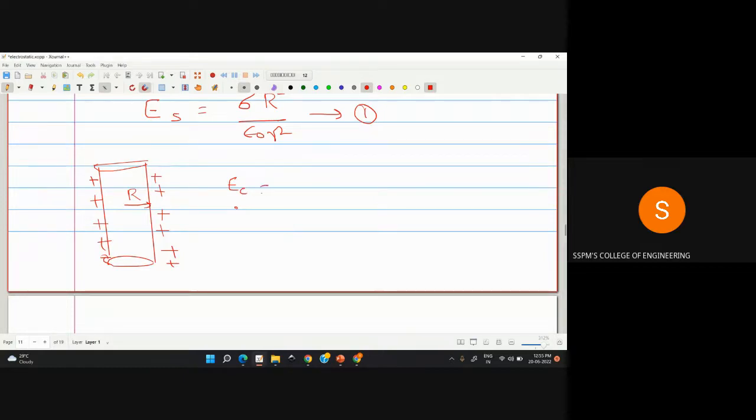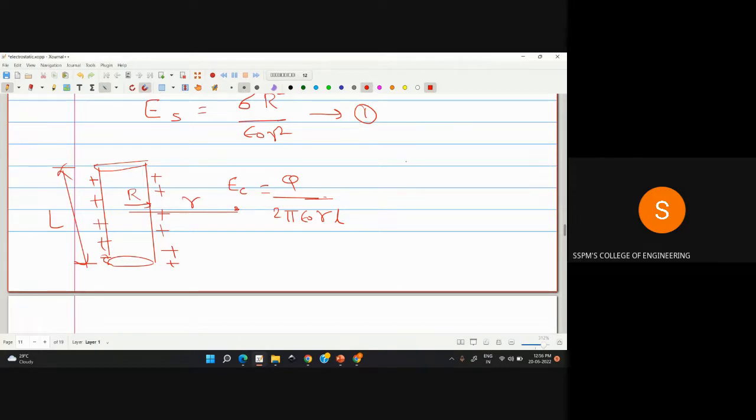So EC is equal to Q divided by 2 pi into epsilon 0 into r, where r is the distance between the axis of the cylinder and the observer point, into length, where L is the length of the cylinder. What is its length? L. So 2 pi rL is actually the area.